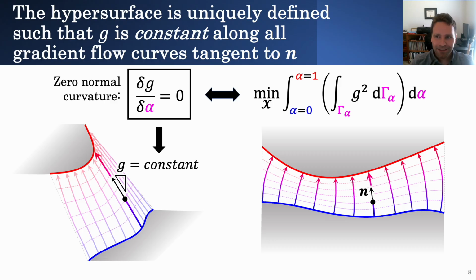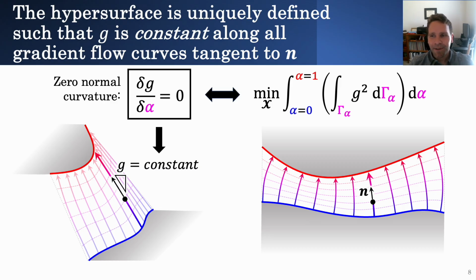Now, to be totally consistent and to ensure that we have a unique description of this hypersurface, we have to subject it to maybe some kind of Euler-Lagrange equations or something like that, something that renders the geometry well-defined and uniquely defined. And one particular choice is this so-called zero normal curvature condition.